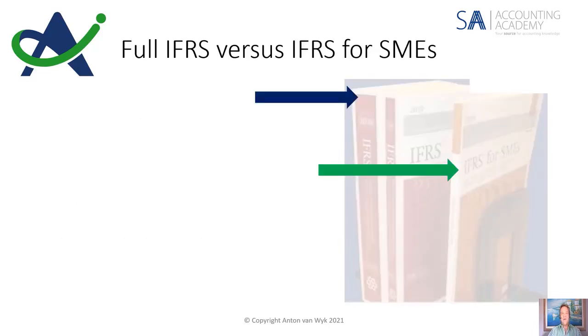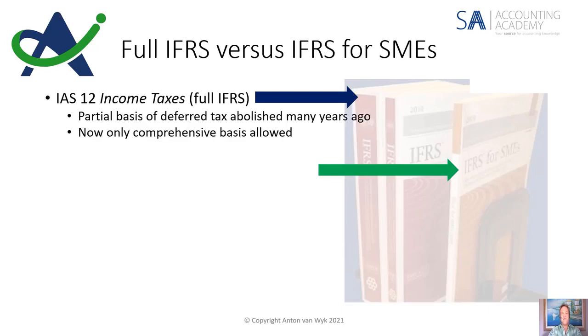Firstly, I just wanted to bring to your attention the concept of full IFRS versus the IFRS for SMEs. Now, if we look at full IFRS, as I said, IAS 12 is the standard that deals with income taxes in full IFRS, and IAS 12 abolished the partial approach or partial basis of deferred tax calculation many years ago. So we only allow the comprehensive basis of calculating deferred tax in respect of all our qualifying temporary differences that relate to all of our assets and liabilities.